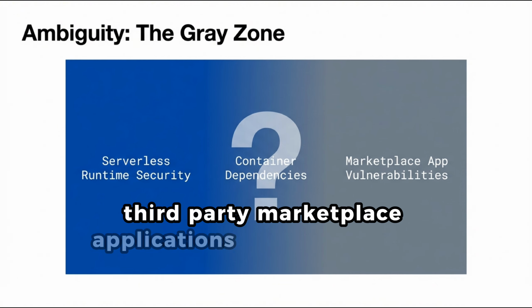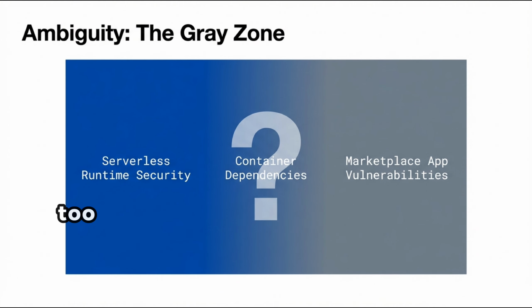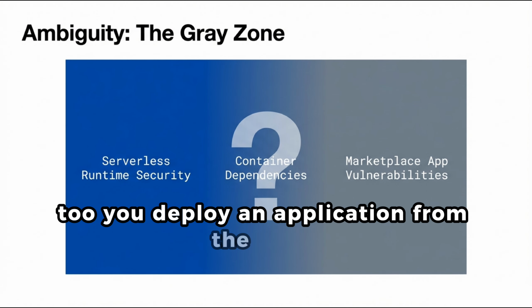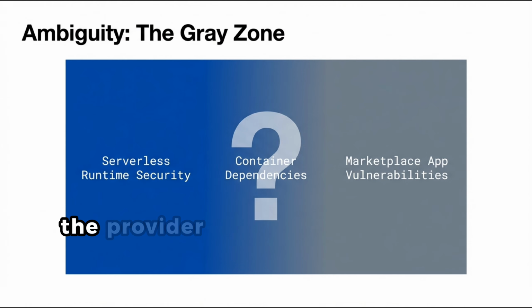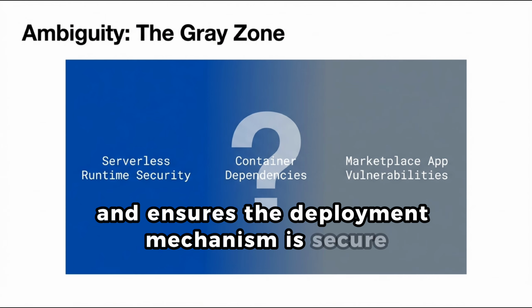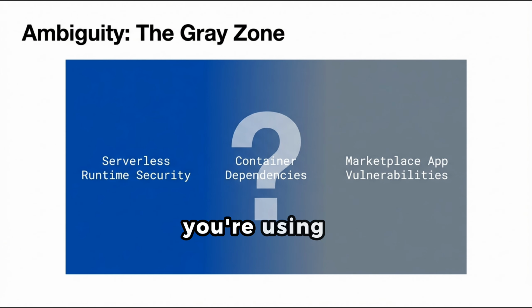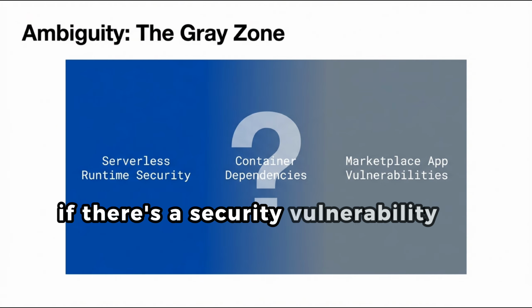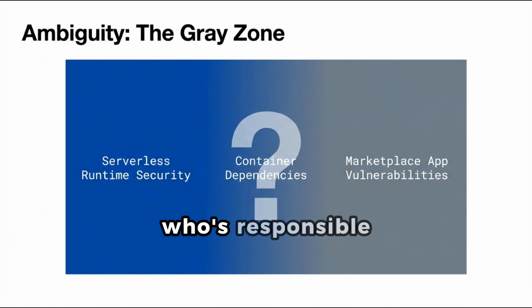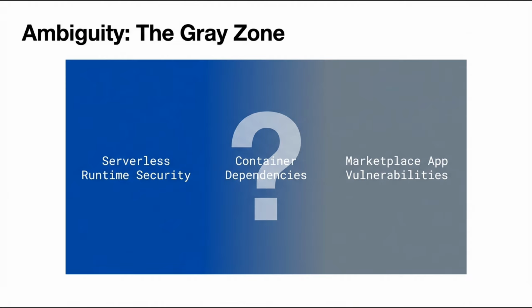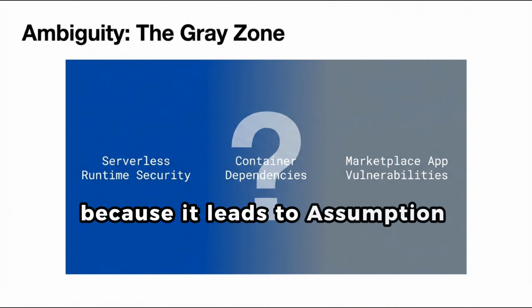Third-party marketplace applications create ambiguity too. You deploy an application from the cloud provider's marketplace. The provider hosts the marketplace and ensures the deployment mechanism is secure. The third-party vendor created the application. You're using it. If there's a security vulnerability in the application, who's responsible? The vendor who wrote it? The provider who distributed it? You for choosing it? Ambiguity is dangerous because it leads to assumption failures.